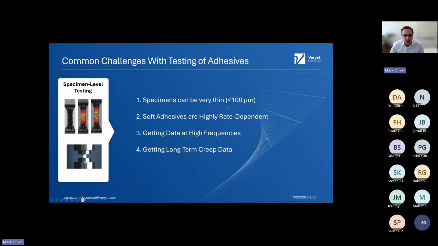All right. So what I want to do in this section, and be a little shorter, is just touch on some of the common challenges with testing adhesives, getting the quote bulk properties of adhesives, and some of the approaches that we take here at Veris to get at some of these. So the first challenge is specimens can be very thin. I'm thinking of how many adhesives will come in a film form, right? And so it comes off a roll. You can cut out a specimen.